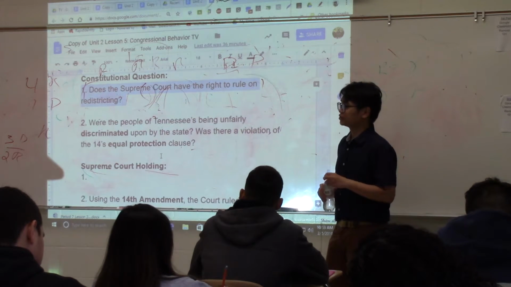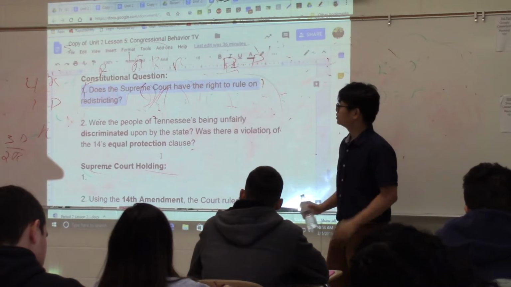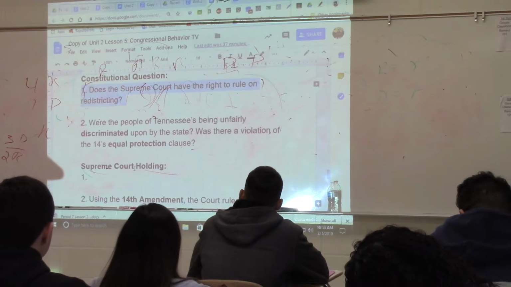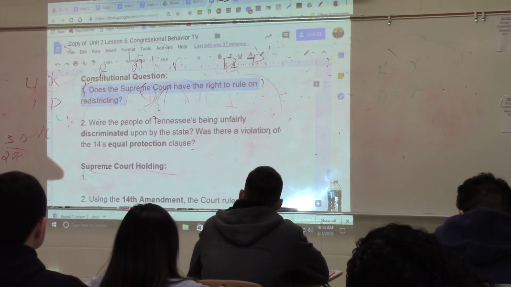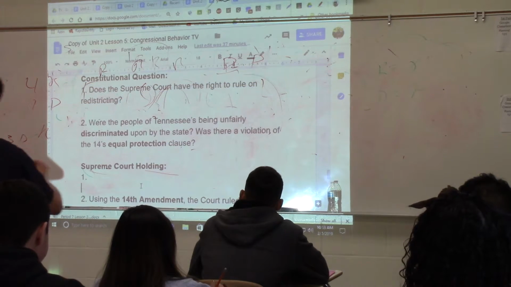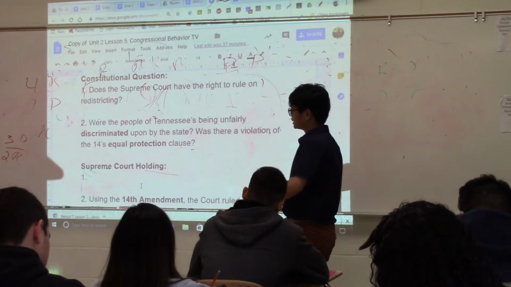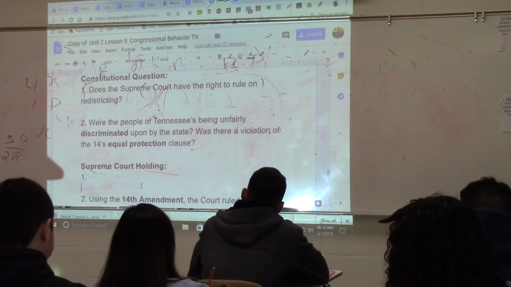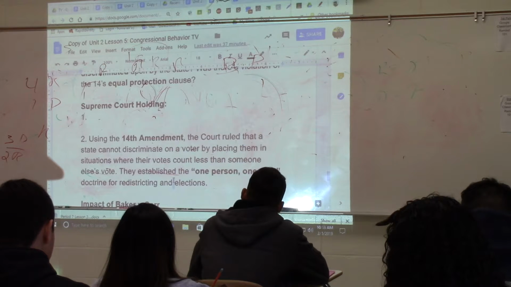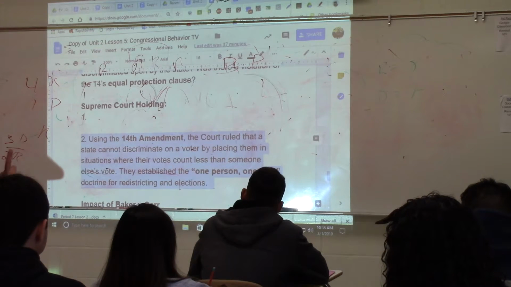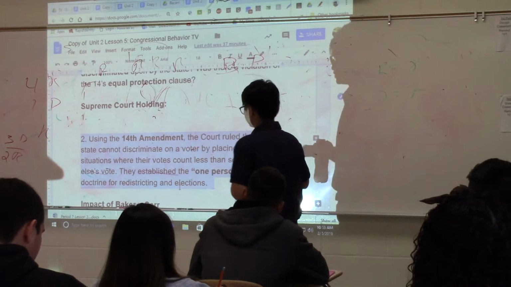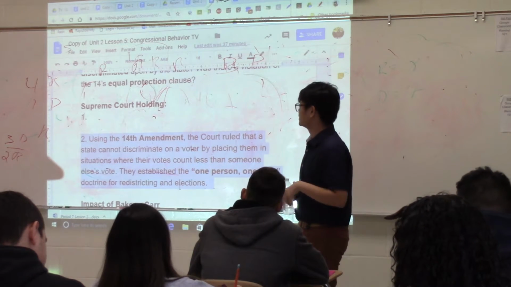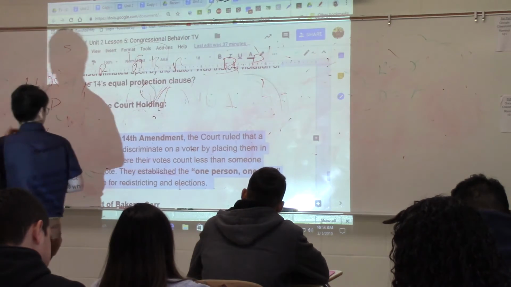The answer to both of these questions, according to the Supreme Court, is yes. The Supreme Court has the right to rule over redistricting if it has to do with what clause? With the 14th Amendment's Equal Protection Clause. If it has to do with a state drawing these lines to treat their citizens unequally and discriminating against one citizen over another, then they have the right to rule over it. It's a constitutional question. It's a justiciable dispute. And number two, yes, indeed, the state of Tennessee needs to redistrict because they have discriminated against their citizens by not drawing these lines in these districts with equal population.